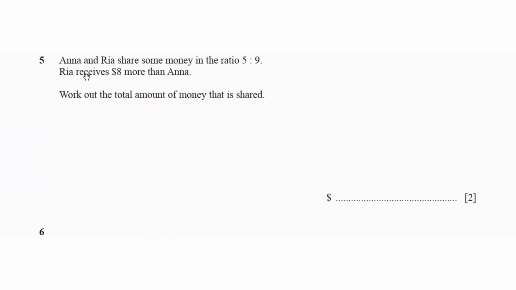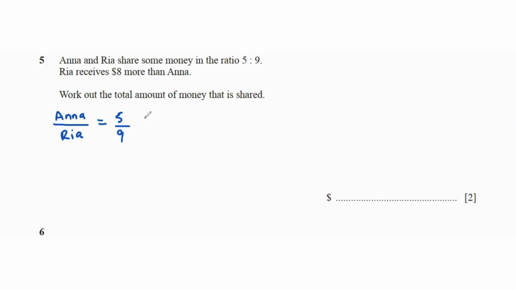And the next question says, Anna and Ria share some money in the ratio 5:9. Ria receives $8 more than Anna. Work out the total amount of money that is shared. So if you do Anna over Ria, that is basically 5/9, according to the ratio that we have.